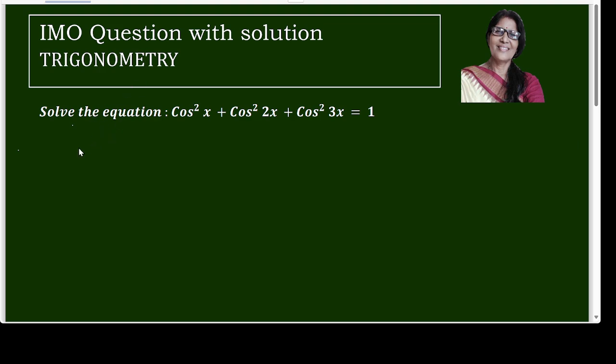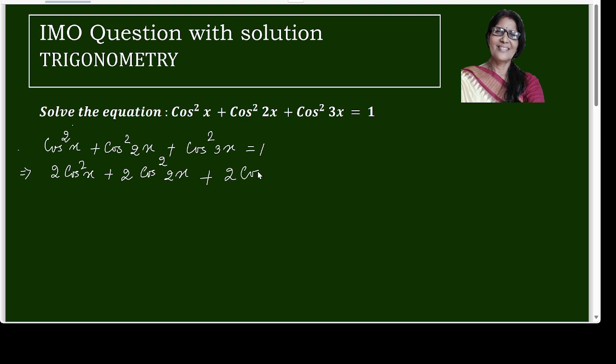I'm rewriting the equation: cos square x plus cos square 2x plus cos square 3x is 1, given. I'll multiply 2 on both sides. So I'm getting 2 cos square x plus 2 cos square 2x plus 2 cos square 3x equals 2.